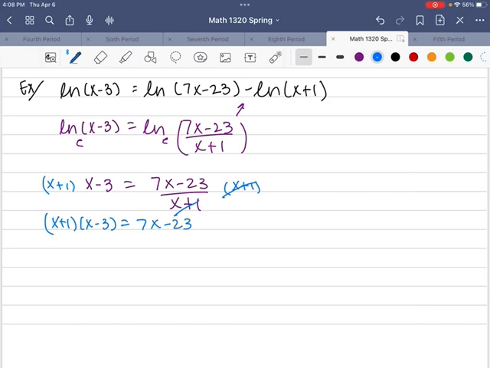We're going to end up with a quadratic, but we're going to start by distributing. So FOIL, distributive property, whatever you want to call it. x times x is x squared. x times negative 3 is negative 3x. 1 times x is x. And then 1 times negative 3 is negative 3. And then I'm going to move everything to the left side so that it's all on one side. I'll move it one at a time.